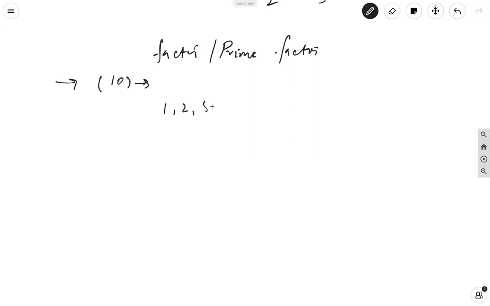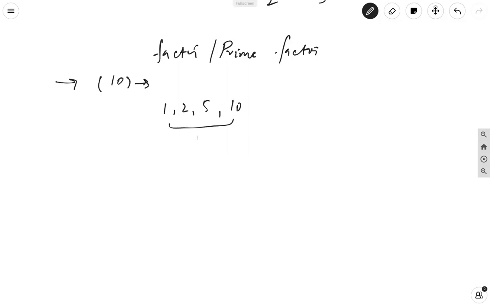Let's suppose I ask you, for example, how many factors does 10 have? There are how many factors of 10? I'm not asking about prime factors. I'm asking about factors. There is a difference between a factor and a prime factor. Just listen: 1, 2, 5, and 10.